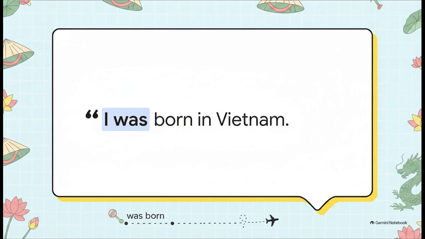And here is a perfect relatable example of that third rule straight from the text. I was born in Vietnam. You definitely don't say I am born because your birth is a completed event, totally rooted in the past. So the big takeaway here is that whenever you're introducing your origins, you are automatically engaging this exact grammar rule.